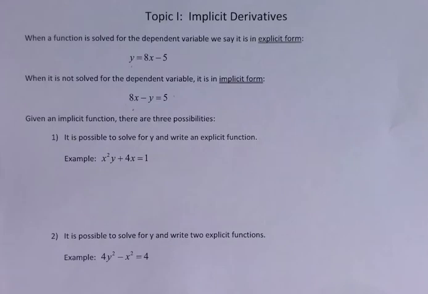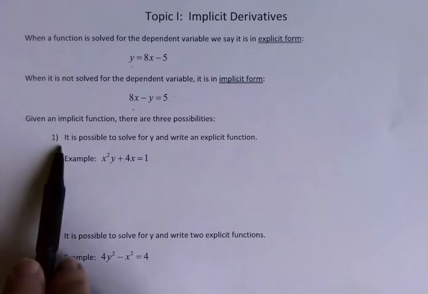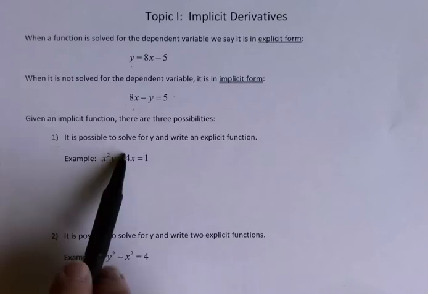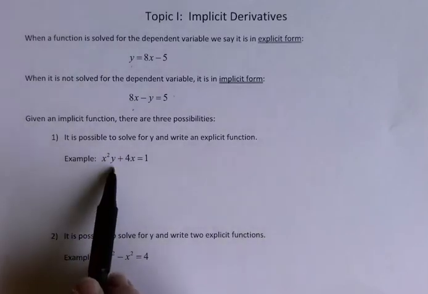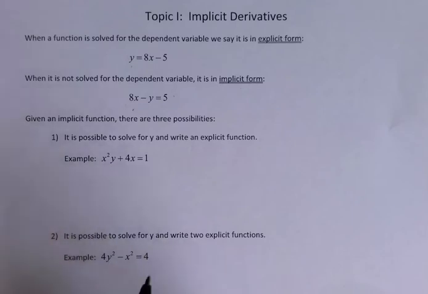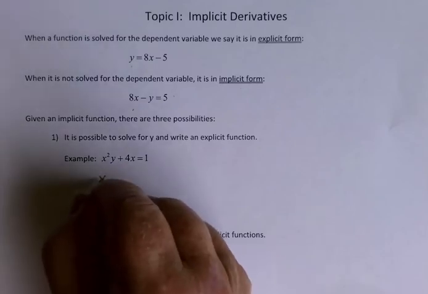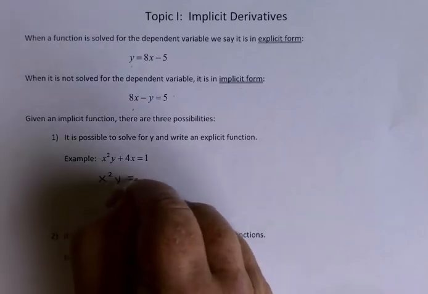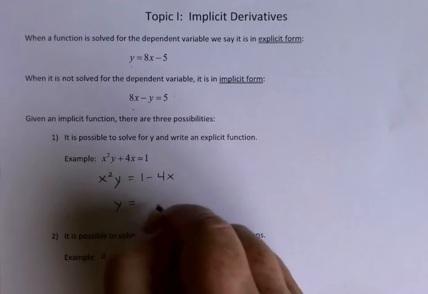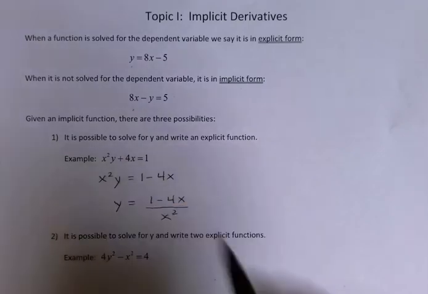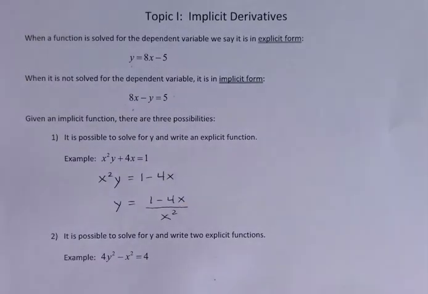So given an implicit function, there are essentially three possibilities. One possibility is it may be possible to solve for y and go ahead and write an explicit function. For example, right here, it wouldn't be difficult to solve for y algebraically, right? We'd have x squared y equals 1 minus 4x, and so y would be (1 minus 4x) over x squared. Solving for y is pretty straightforward.